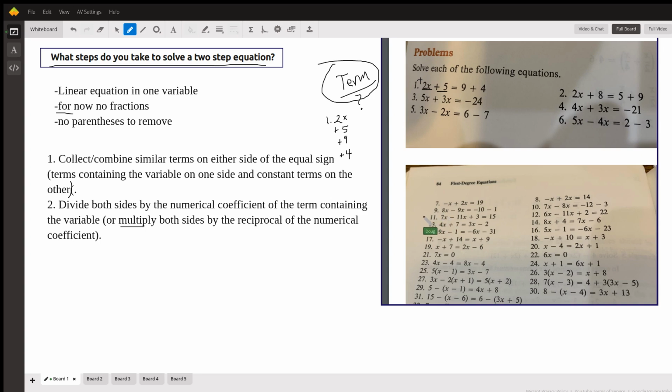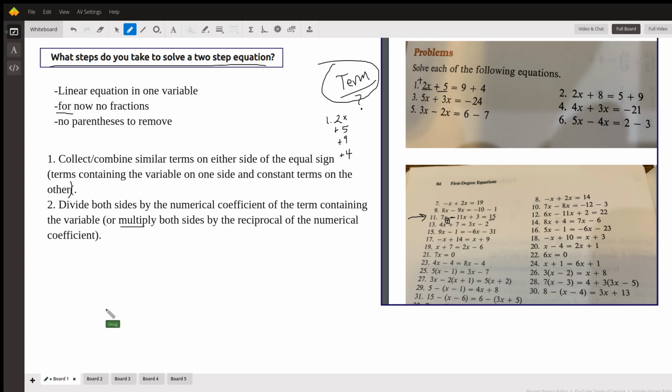Down here in number 11, 7x is a term. Negative 11x is a term. There's an understood plus sign separating the terms. We just don't show it. So this minus sign goes with the 11x. Minus 11x is a term. Plus 3 is a term. 15 is also a constant term.